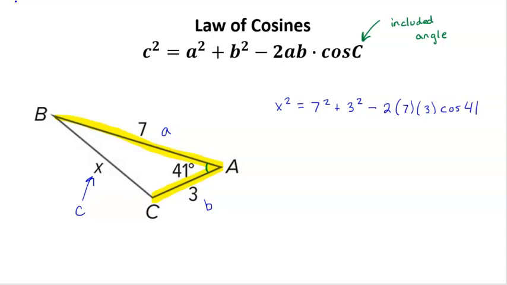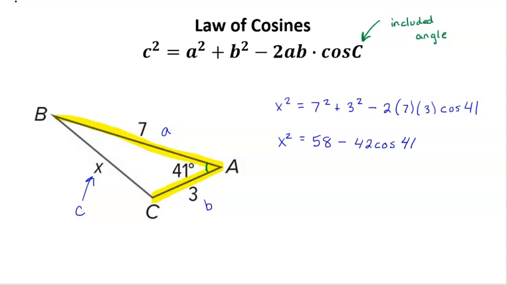And so now from here, we can simplify some of this just to kind of get it out of the way. So 7 squared plus 3 squared is going to give me 58. 49 plus 9 gives me 58. And then minus, and then 2 times 7 times 3. So 7 times 3 is 21. Times 2 gives me 42. And then cosine 41. So now this looks a little bit easier to deal with.